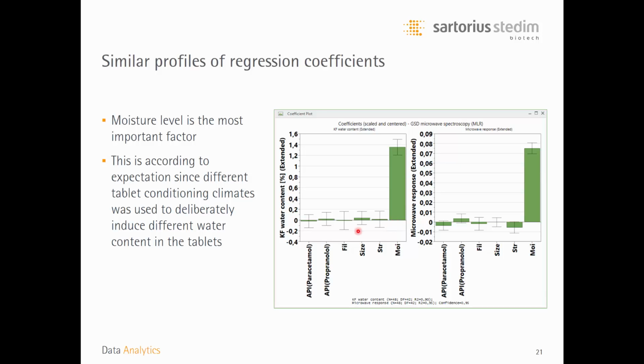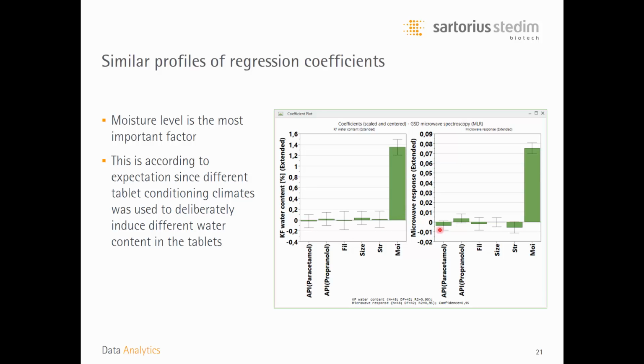Apart from that, the influence of the other factors in the DOE protocol is close to zero, and because the confidence intervals are covering or encompassing the value zero, using the language of a statistician, we can conclude that these terms are not statistically significant. And this relates to both responses.